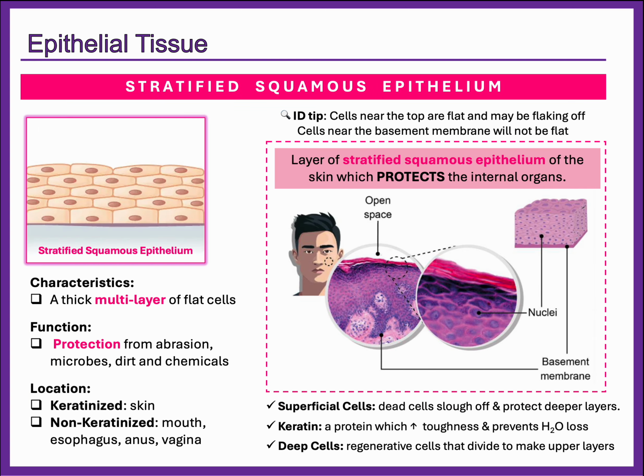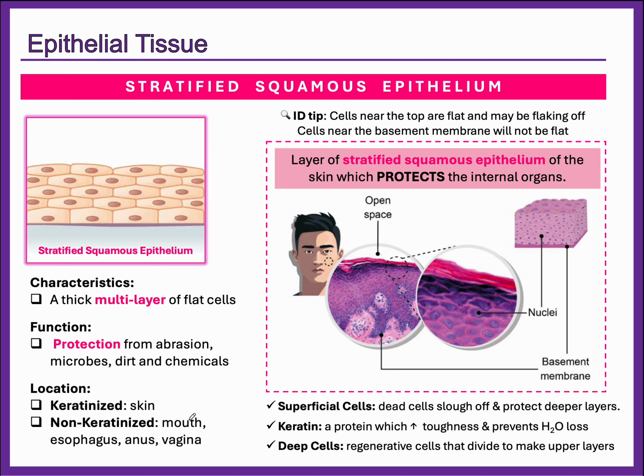If there's no keratin, this will be found in any opening into our bodies. This is used for protection. It's thick, right? It's big, so we can protect ourselves. So definitely the skin, but the non-keratinized, which doesn't have the waterproofing keratin on top, is found in the mouth, the esophagus, the anus, and the vagina. These are all openings into our body, which are dangerous because microbes or other things could get in, right?